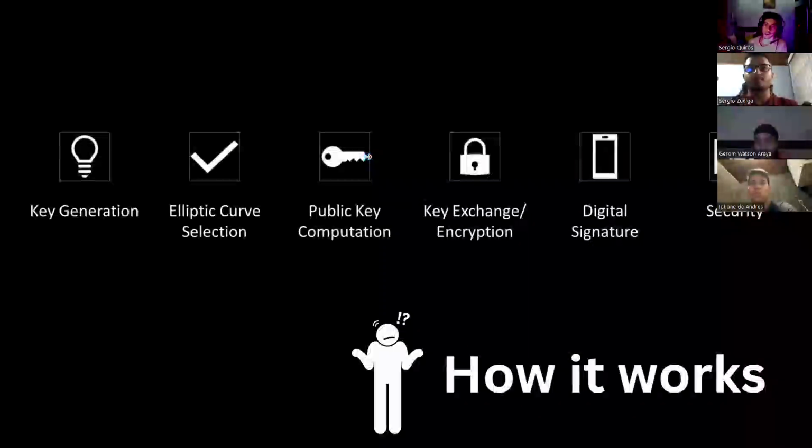Then we compute the public key. The public key is generated by performing a scalar multiplication of the base point on the chosen curve by the private key, and it is computed as P = dG. The resulting point on the curve becomes the public key associated with the private key. Then we have the key exchange or encryption, as ECC can be used for either purpose. As I mentioned before, in key exchange, two parties exchange their public keys and then use their respective private keys to perform calculations that generate a shared secret key. And this can be used for symmetric encryption.